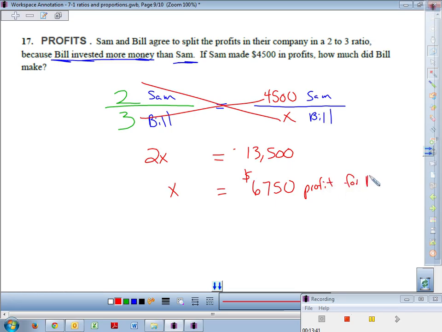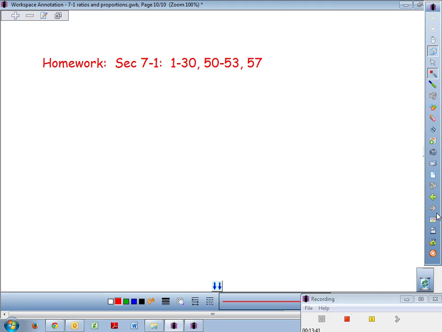So I went through that pretty fast. I think that you'll get the concept. But the homework is all from the book. It's section 7-1. You'll do problems 1 through 30, 50 through 53, and 57. So you can pause the video here to write that down.